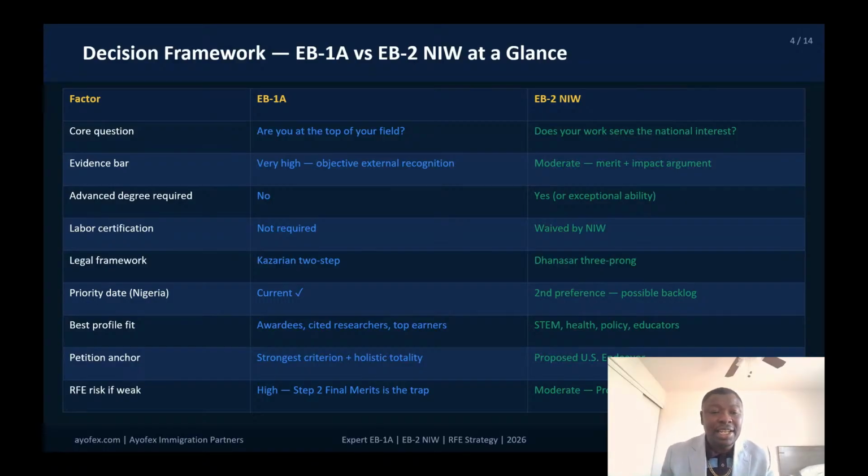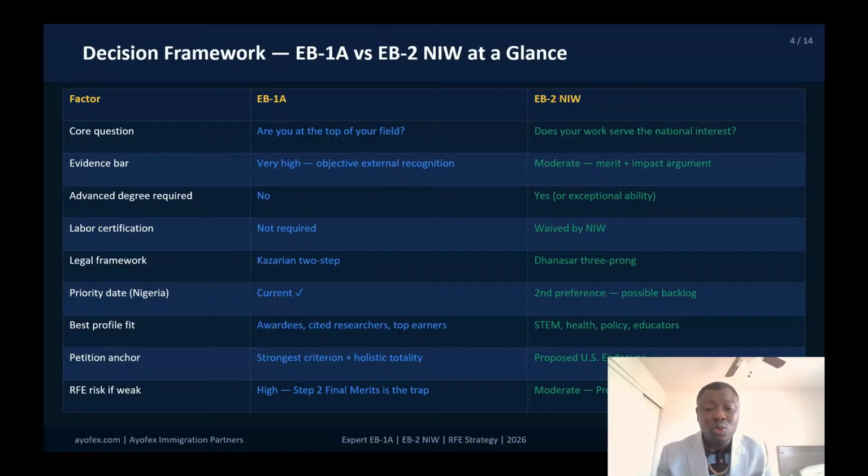What then is the legal framework for EB-1A? It is a Kazarian two-step. What that means is that there are 10 criteria in EB-1A and you need to meet at least 3 of them. After meeting the 3 criteria, it means that you have passed the first step. Then the officer goes to the second step, which is the analysis of the entire petition, to see and determine whether you are at the very top of your field.